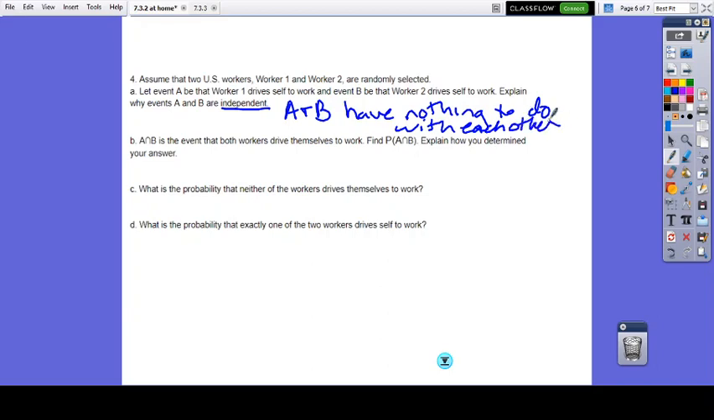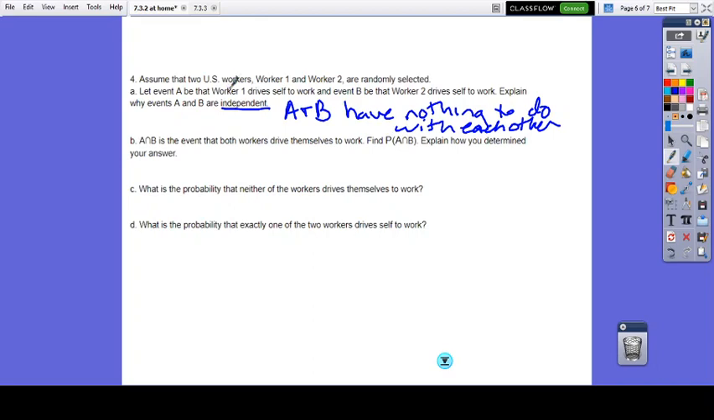If you want to put it in a more vocab-based reason, they don't affect the outcome of each other. So one person driving themselves to work is not affecting the outcome of the other person driving themselves to work. Next, A intersect B is the event that both workers drive themselves to work.